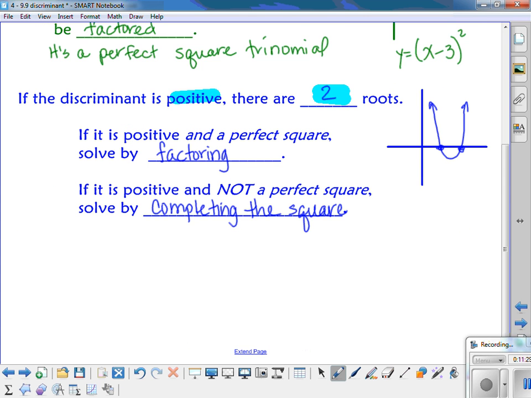So you're going to have a radical in your answer. Now, even if it is a perfect square and you want to use completing the square, you can, but it's going to be faster to factor it. So the only time you have to use completing the square is if it's positive, but it's not a perfect square.